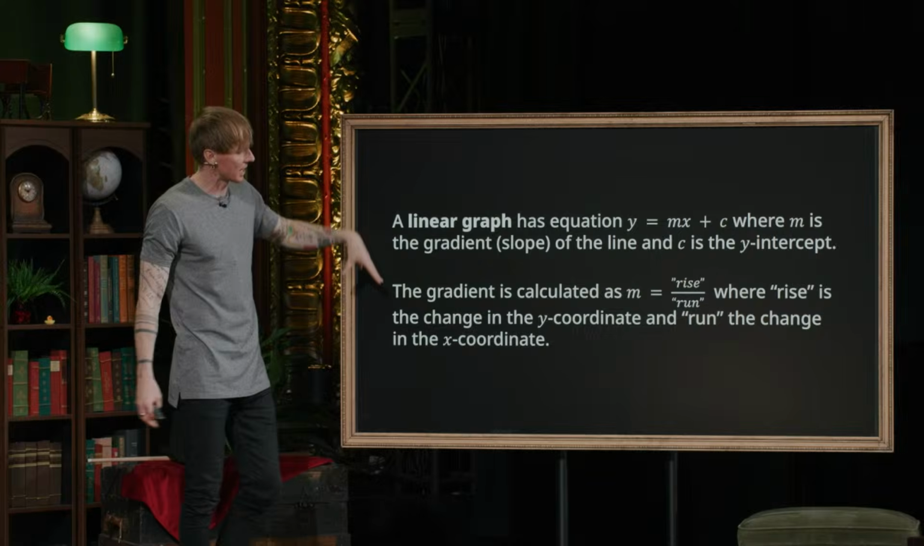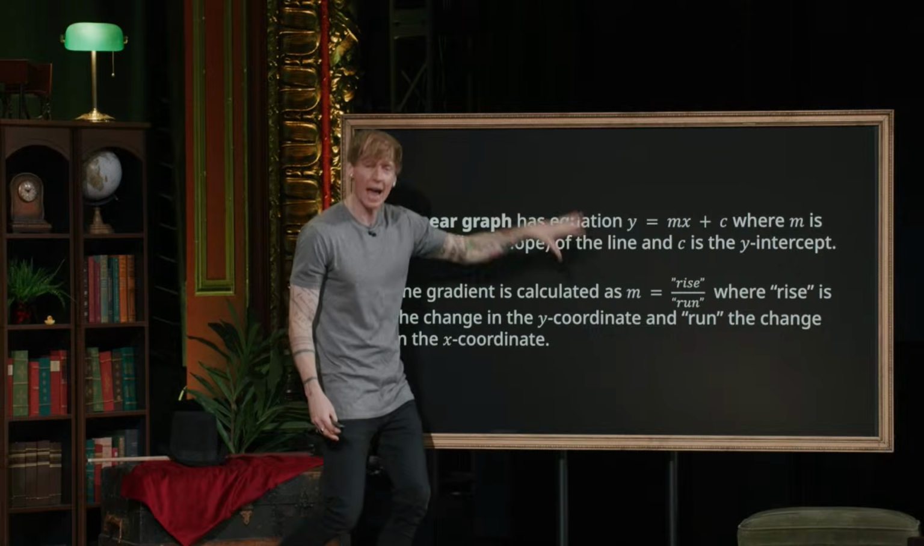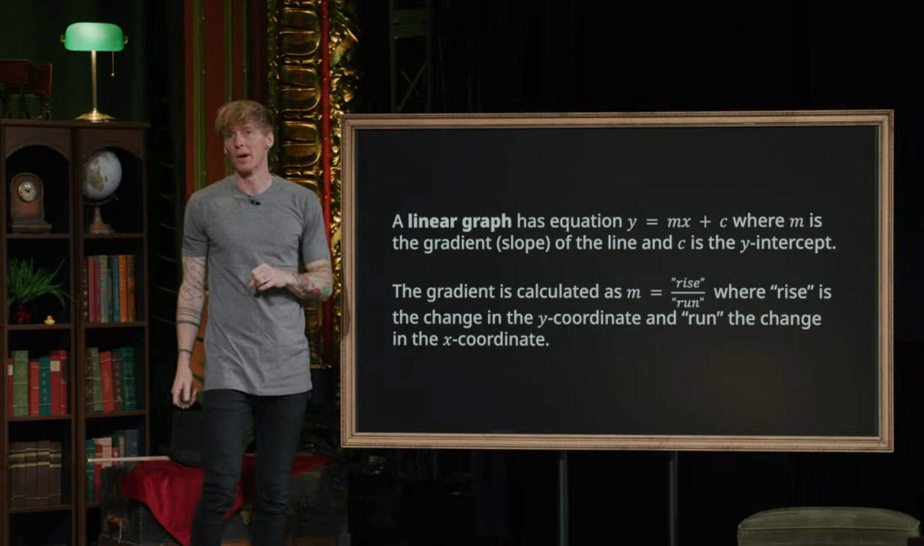The gradient specifically is calculated m equals rise over run. This is a very helpful way to remember what is happening. Rise is a colloquial term. Rise means the change in the y coordinate. So up or down is the rise. You're rising up or rising down. And then in the x coordinate, the change there we call the run, as you're sort of running forwards or running backwards. So you're moving horizontally when you run, and when you rise, you're moving vertically. So it's a very helpful way to remember how to calculate the specific slope or gradient.